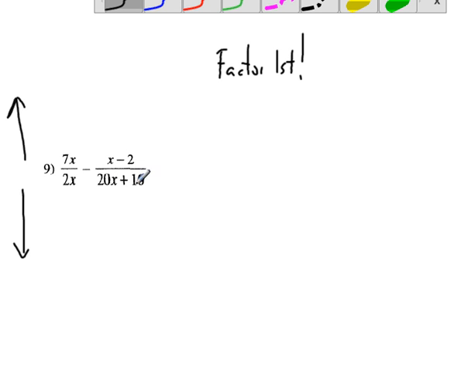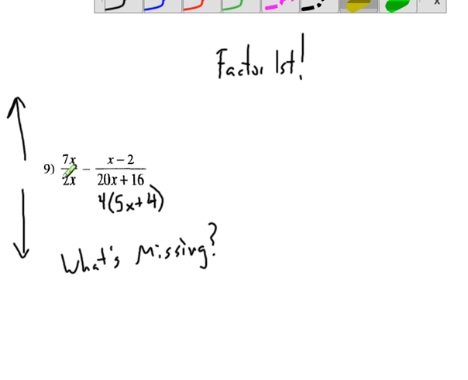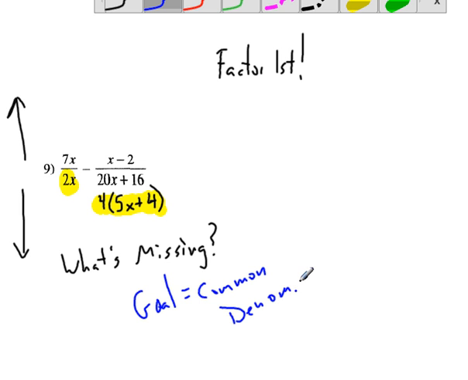All right, 20x plus 16 has a common factor of a 4. If I pull a 4 out, I'm left with 5x plus 4. I have a 2x over here. So I want to ask myself, what's missing? And I want to look specifically at my denominators when I ask that question. I want the 2x, and I want the 4 times the 5x plus 4. Remember, my goal is that I want common denominators.